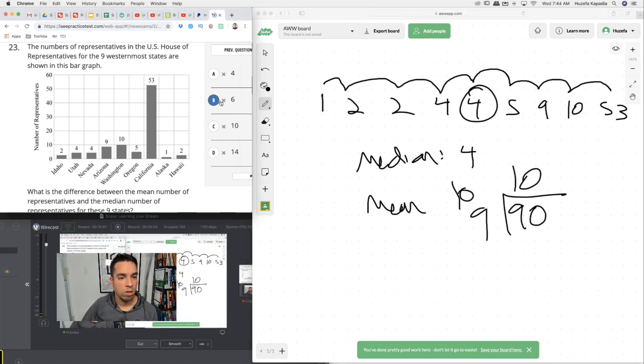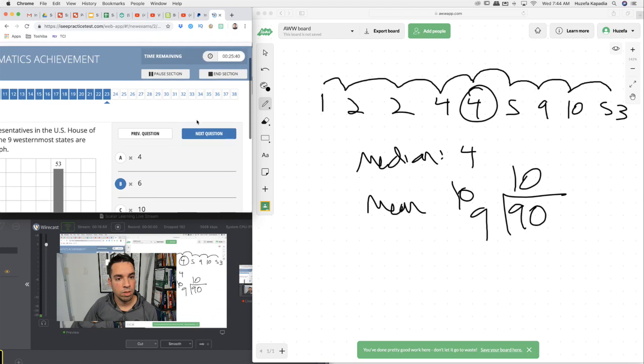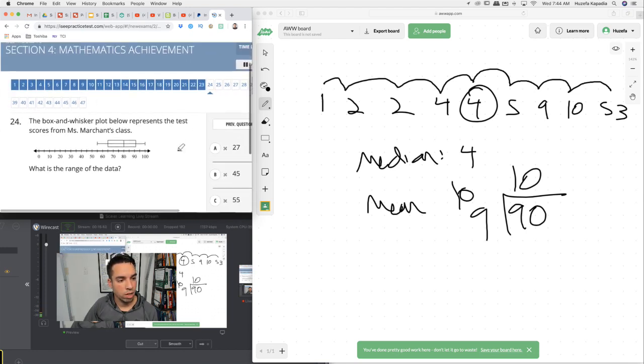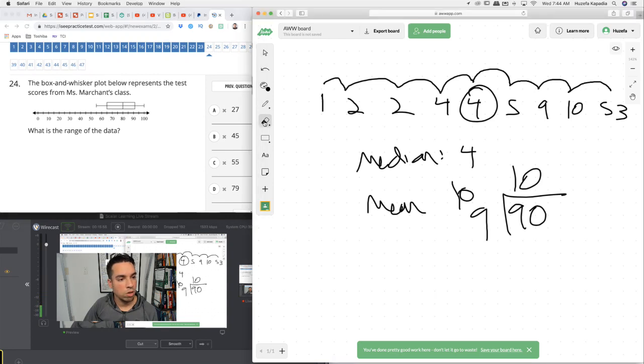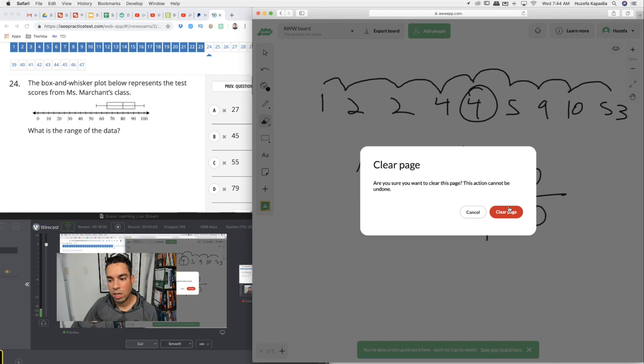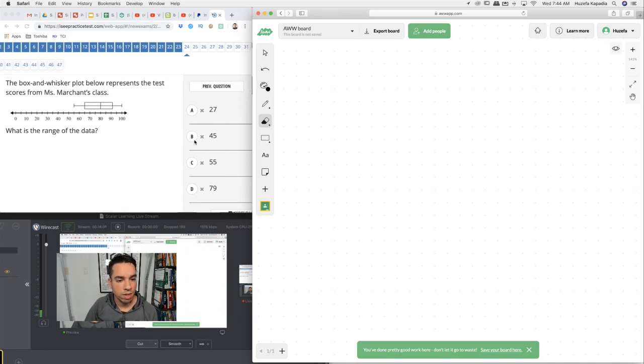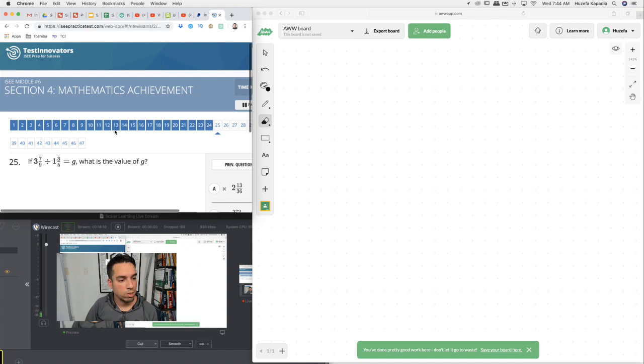Whew, long problem. Let's see how we're doing time-wise. Okay, 25 minutes for about 23 questions. The box and whisker plot shown below represents test scores from Miss Martian's class. What is the range of the data? The range goes from the top value here all the way down here, which is 55. So 55 to 100. 100 minus 55 is 45. Just reading that box and whisker plot.